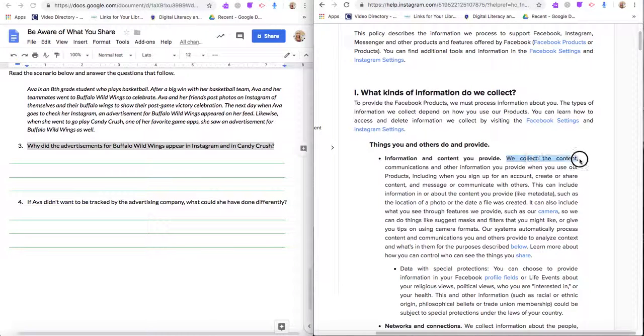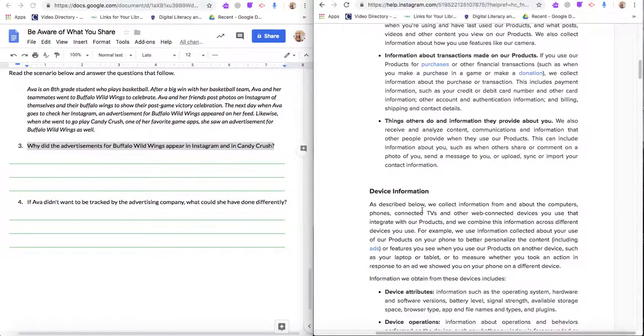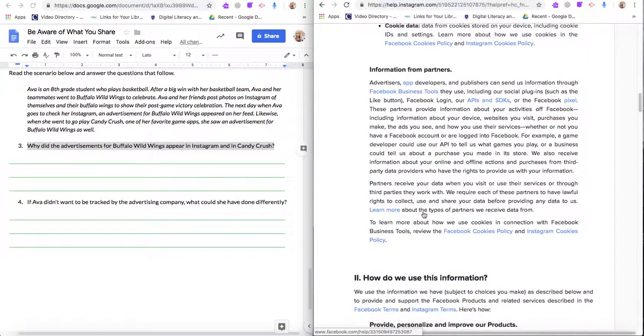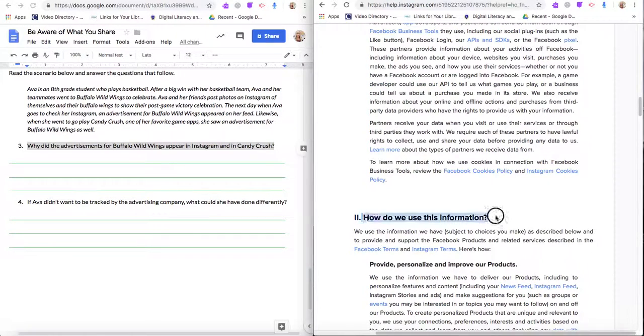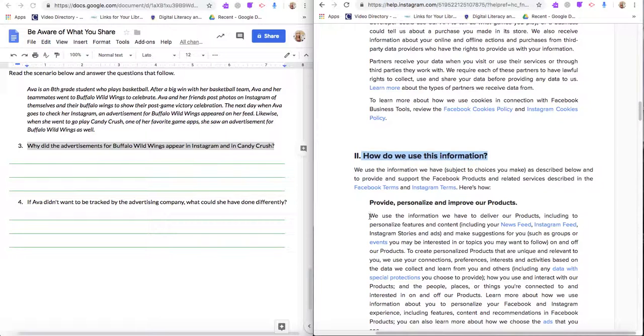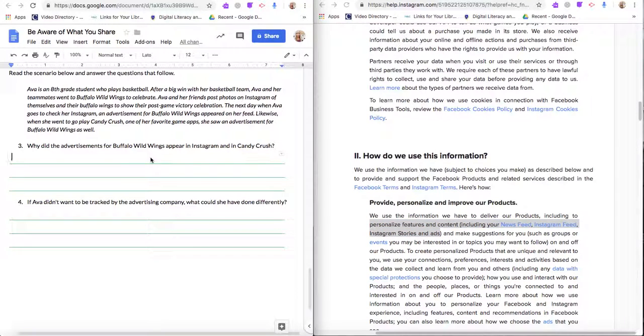Basically, you'll notice that it says, we collect the content, communications, and other information you provide when you use our products. So basically, they collected that she was at Buffalo Wild Wings. Another important part is that when we scroll down to how do we use this information, it says we use the information that we collected to personalize features and content, including your news feed, Instagram stories, and ads, especially ads. Very important there. So they collect information that you give and they use it to personalize ads. That's really important for question three.